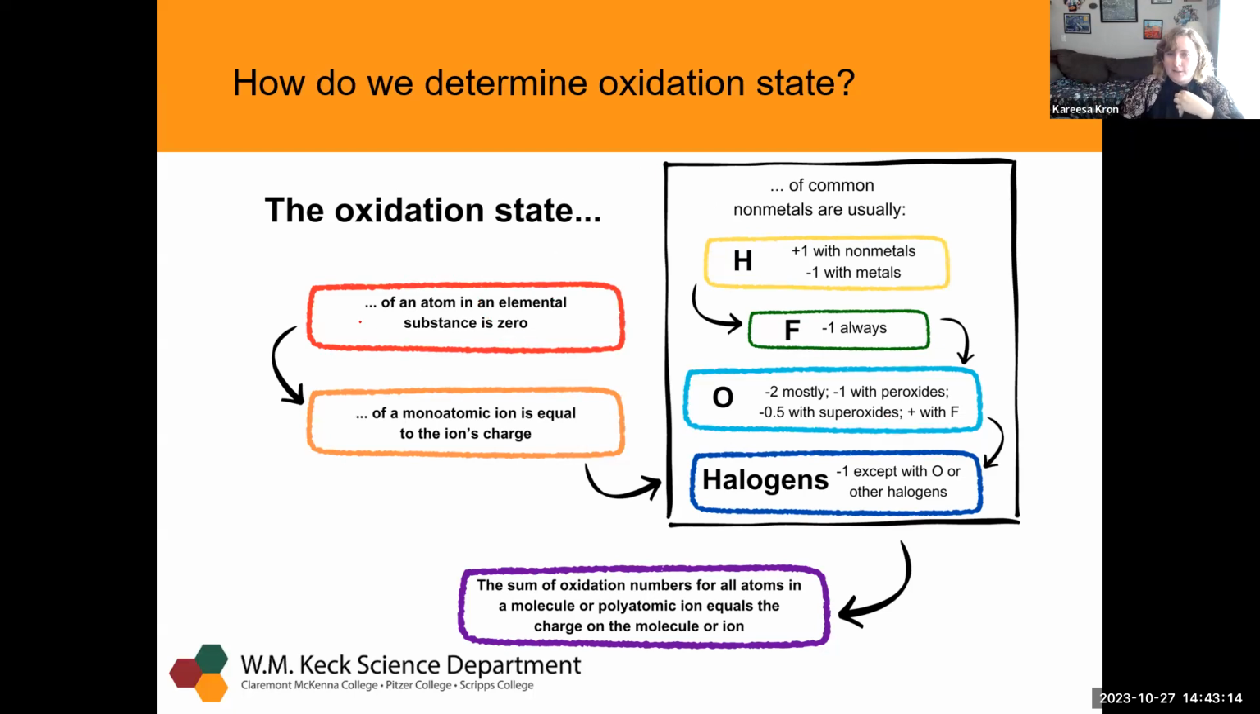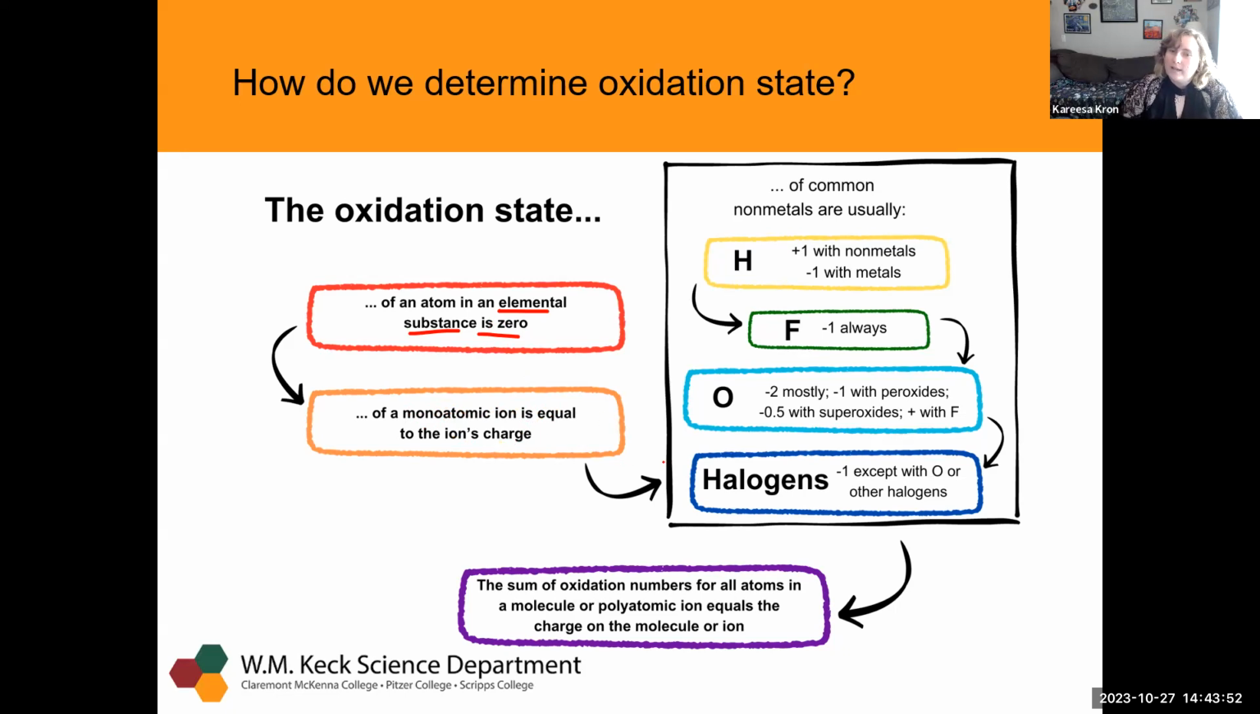So the first thing that I did on the previous slide is, if I had an atom by itself, then as we've talked about before, it's in its elemental state, and in that elemental state, its charge and its oxidation state is 0. If we are looking at an ion that's one atom by itself, such as calcium on the last slide, its oxidation state is going to be equal to the charge on the ion. So calcium likes to be 2+, so our oxidation state is going to be +2.